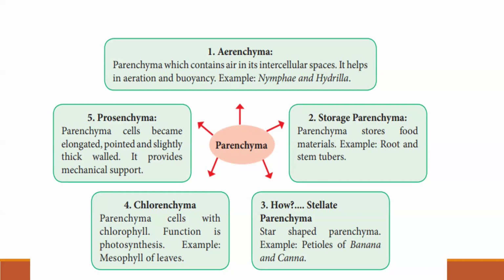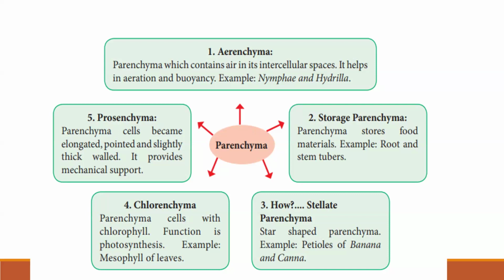So these are the different types of parenchyma based on their storage and also the function. Aerenchyma means the parenchyma which contains air in its intercellular spaces. It helps in aeration and also buoyancy. Examples for this aerenchyma are Nymphaea and Hydrilla. Generally, aerenchyma is present in hydrophytes, like we already saw in Marsilea also.